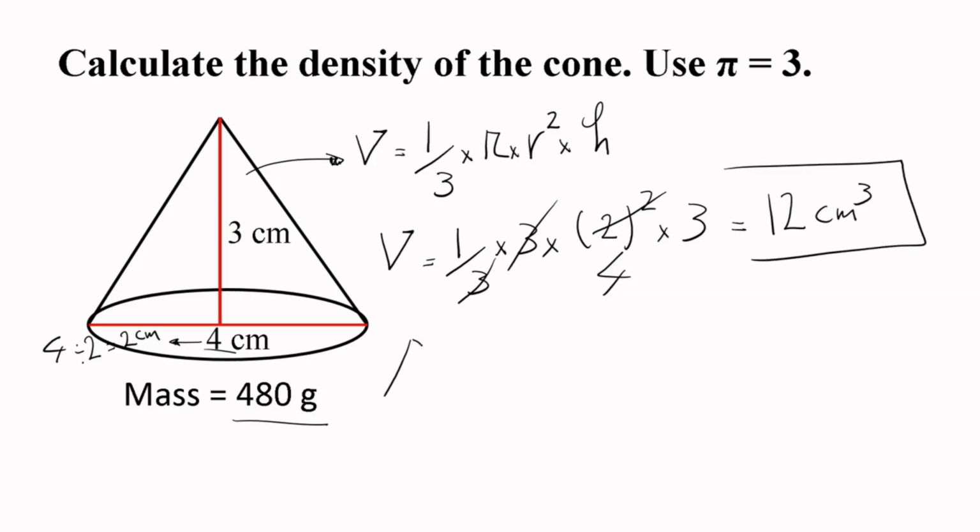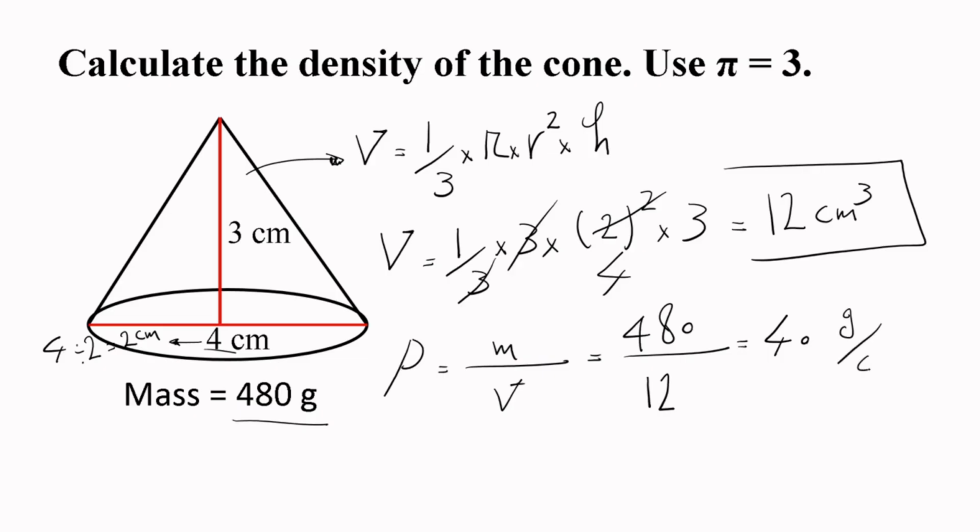Now I'm going to write the formula rho is equal to m over v. I have m which is 480, and here the volume is 12. So if I do this division, I would realize that the answer is going to be 40, and the unit is going to be gram per cubic centimeter. Really easy.